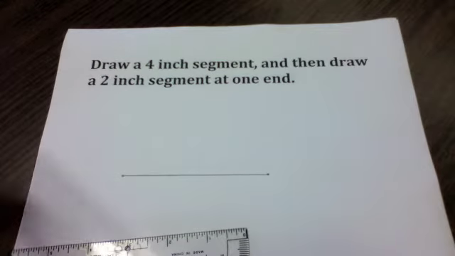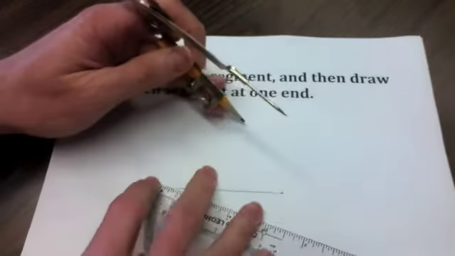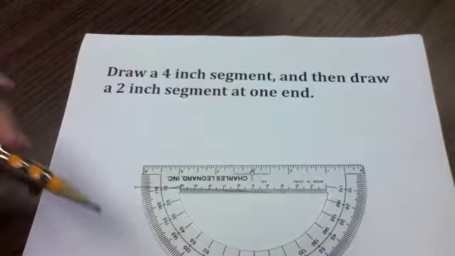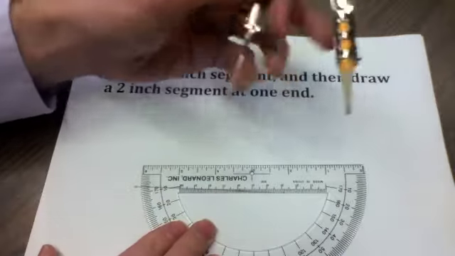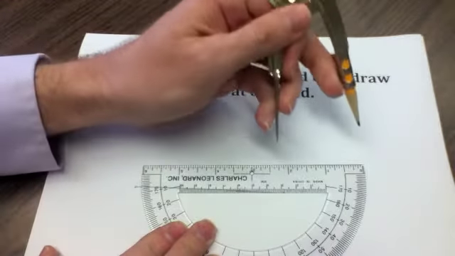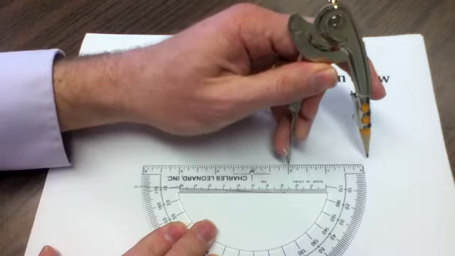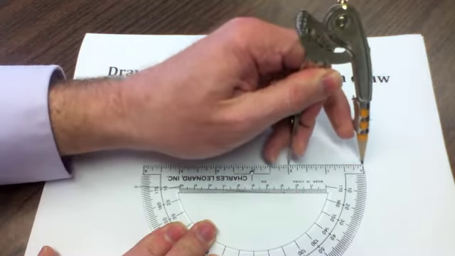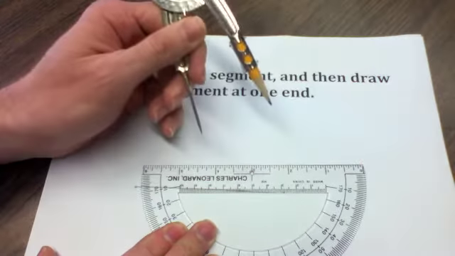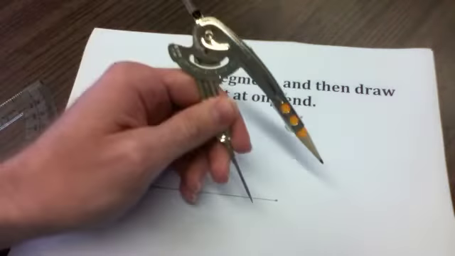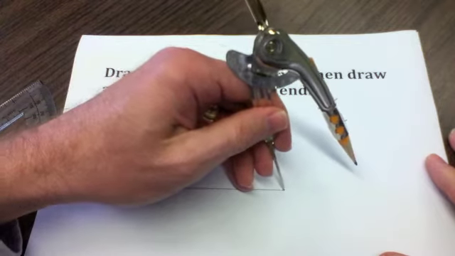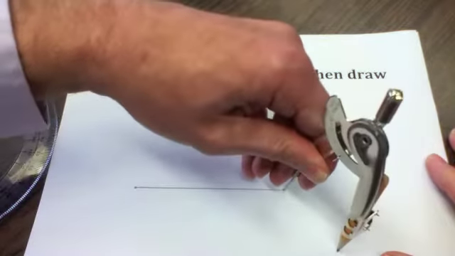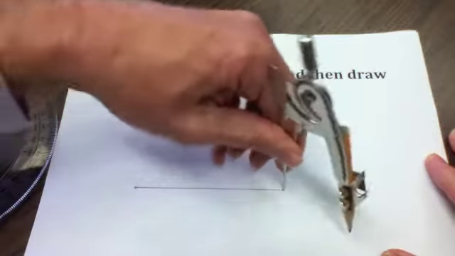This is where I'm going to use my compass. So here's my compass. I am going to open my compass to 2 inches. I want it to be exactly, or pretty close to it, 2 inches. There we go. Now that I've got it open to that level, I put my compass point on one end of the line segment and trace a circle.